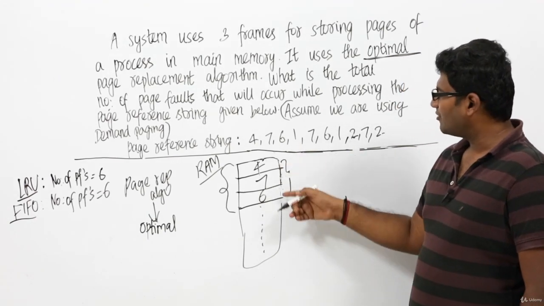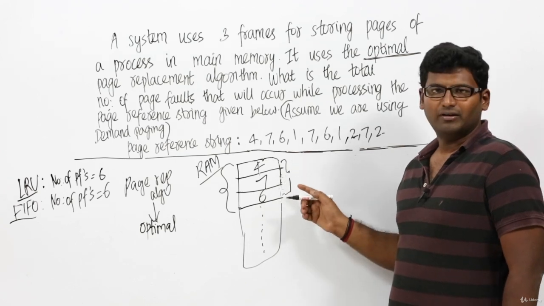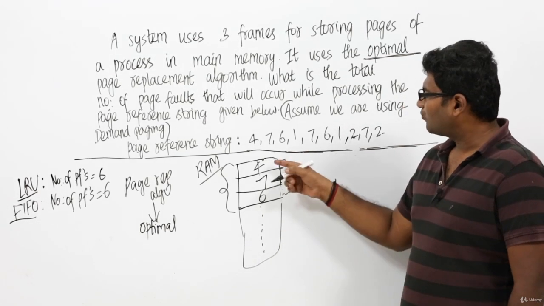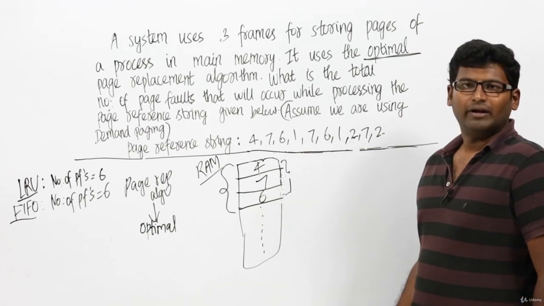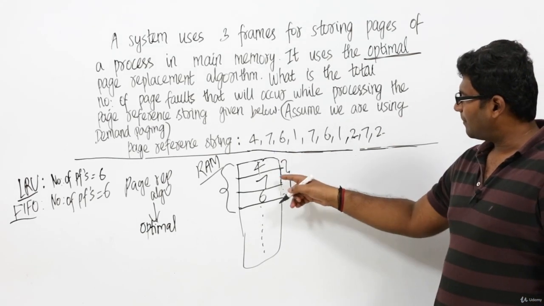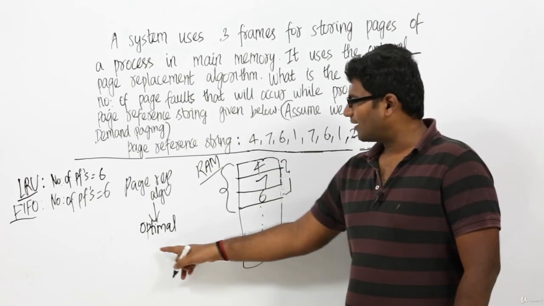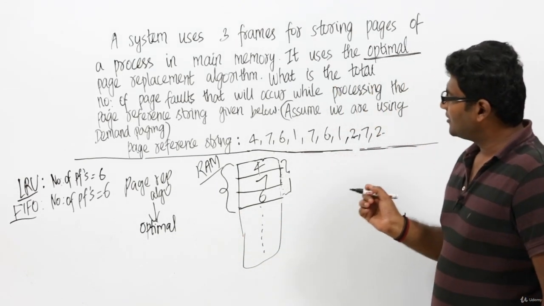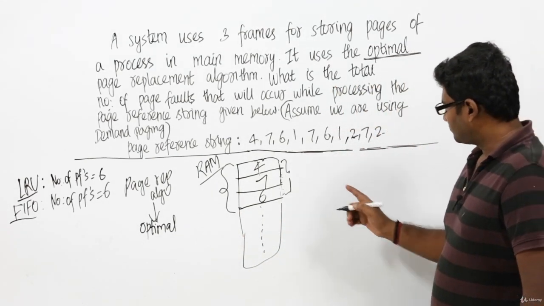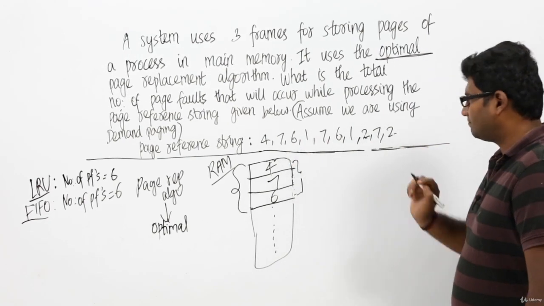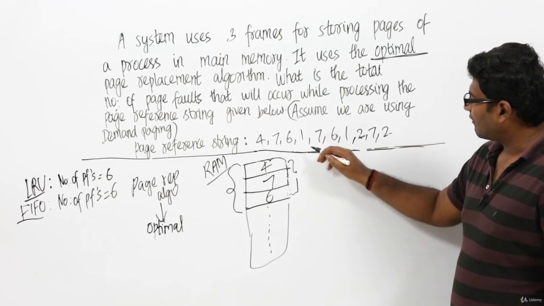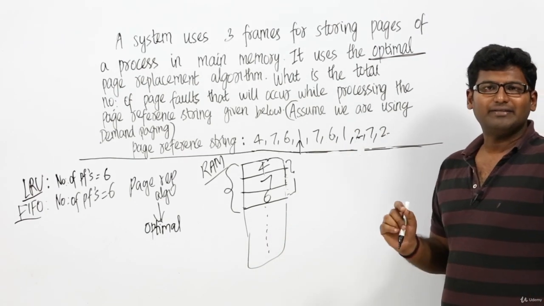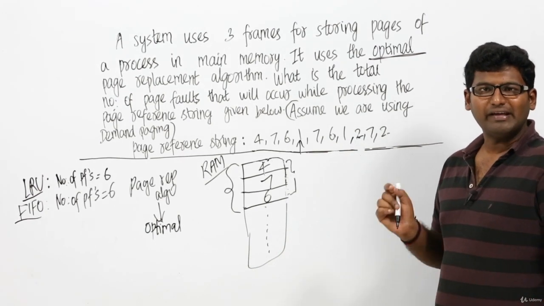Since we don't have any free frames, we need to go for page replacement. We need to replace one among these 3 pages. Which page we replace depends on the optimal page replacement algorithm. What it says is, you look into the future. As of now we are trying to place this page. Out of these pages, which page hasn't been referred in the near future?